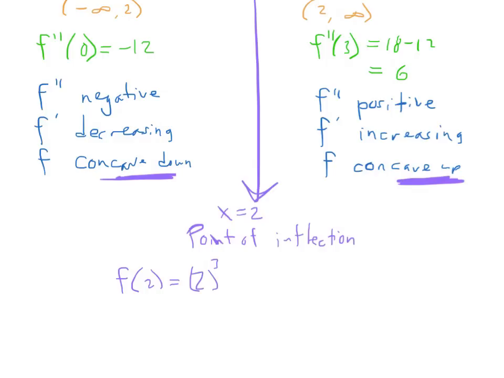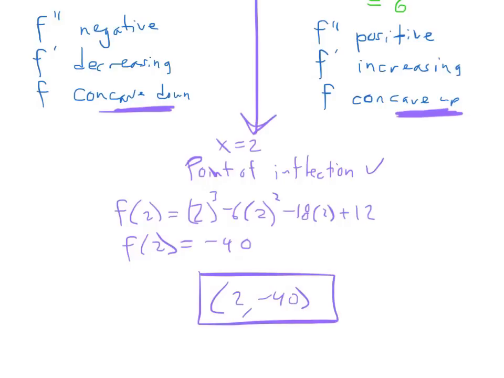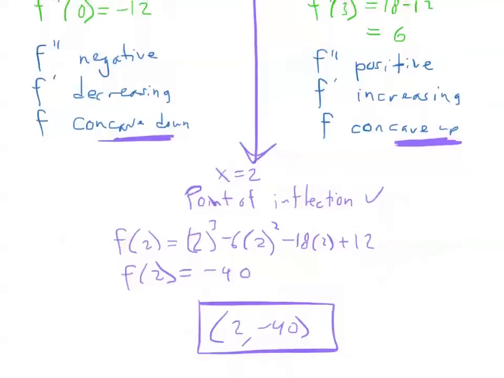That would be 2 cubed minus 6 times 2 squared minus 18 times 2 plus 12. And if I did my arithmetic right, that would give us negative 40. At any rate, it most definitely exists. If nothing else, we know there is in fact a point of inflection, and that point of inflection is at 2 comma negative 40.